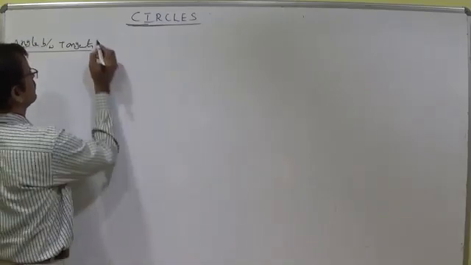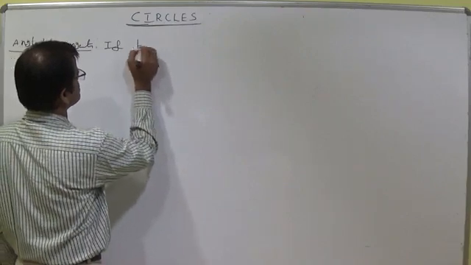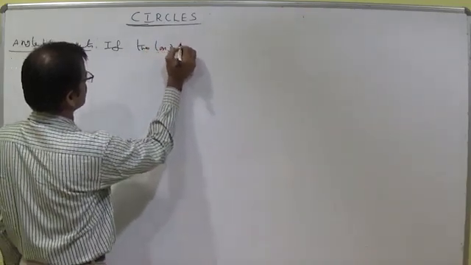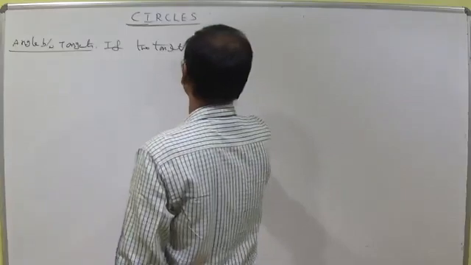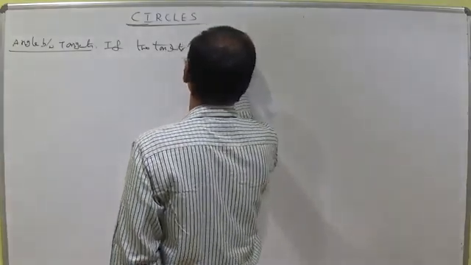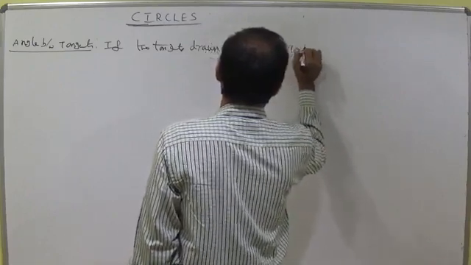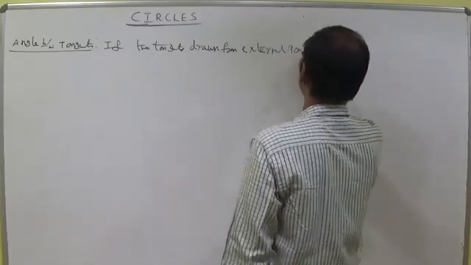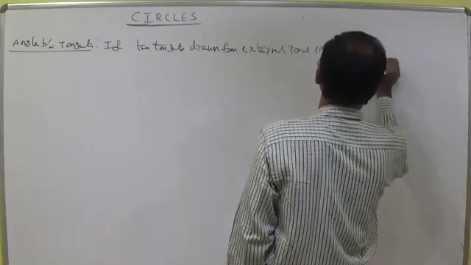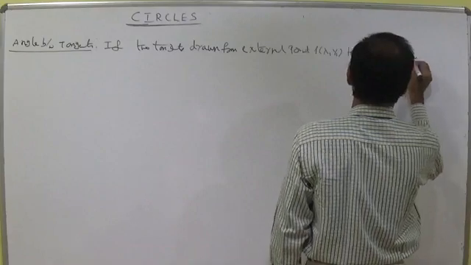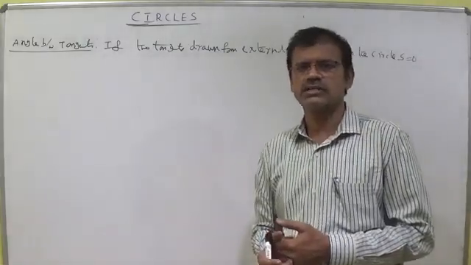This is the side D. If two tangents can only be drawn from an external point to the circle. If two tangents are drawn from an external point P(x1, y1) to the circle S equal to 0, any circle, maybe the center is 0, 0 or center is minus g, minus f or h, k, anything.